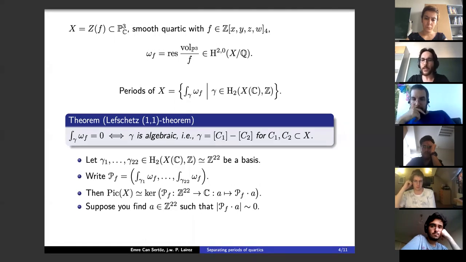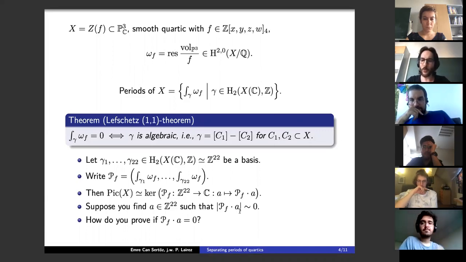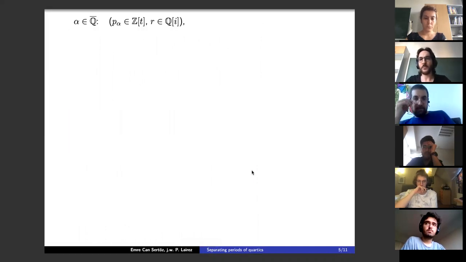You will have a lattice, this kernel, and for a generator A of this lattice, you will know that P dot A is approximately 0. And now the question is, can we say it's identically 0? You know, how do we do this? How well do I have to approximate this thing which I suspect to be 0 so that I can conclude that it is identically 0? And here we draw our inspiration from algebraic numbers. They have a measure of height, which allows you to compute separation bounds between algebraic numbers.